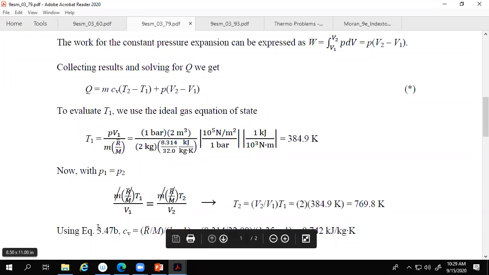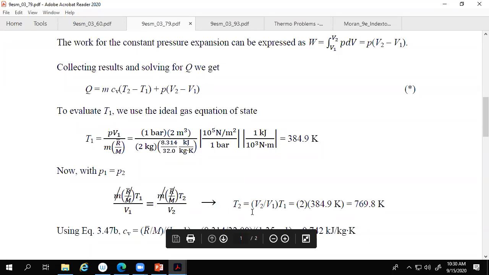Okay. Well, so we know P1 is equal to P2. Well, this is an expression for P1, and this is an expression for P2 from the ideal gas law. You know, PV is equal to MRT. Well, so this is P1 is equal to MRT divided by V1, but P1 and P2 are the same, so that has to be equal to MRT2 divided by V2. The mass are the same, the gas constants are the same, so you can use this relation to solve for T2.